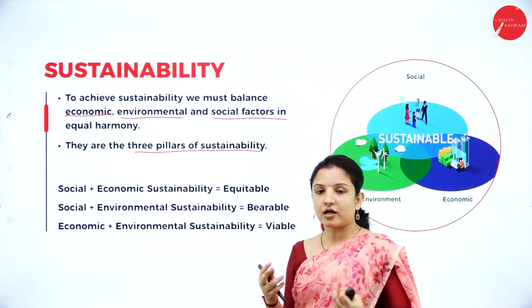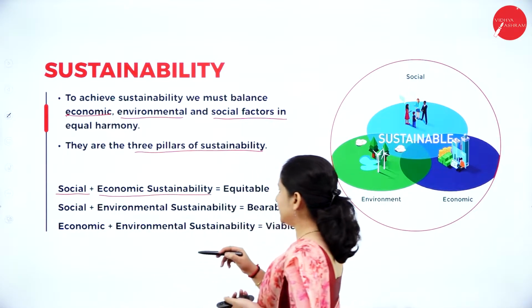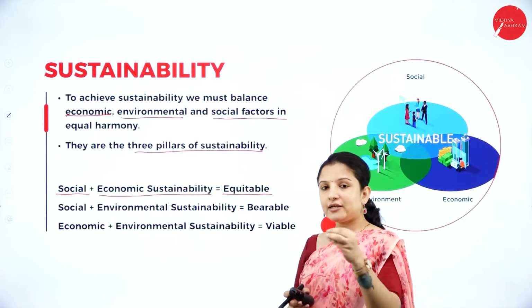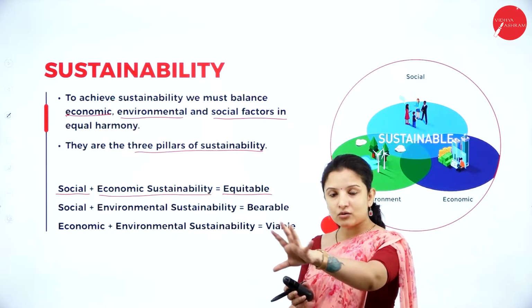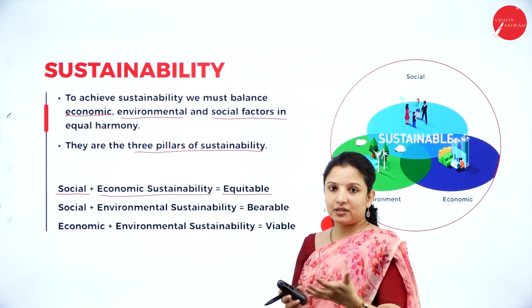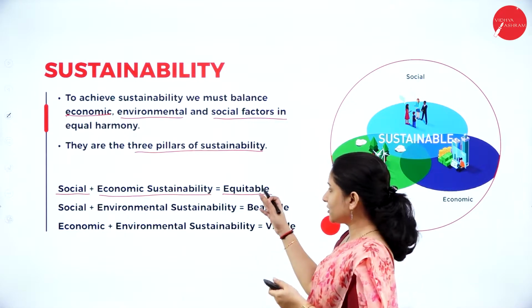Here I've put how sustainability can be maintained, and why it is necessary for all of these three to function harmoniously. Say for example, we have social and economic stability. It will give equitability in the society. So social and economic stability among the people living in a society will bring equality among the people. So that is one reason here.